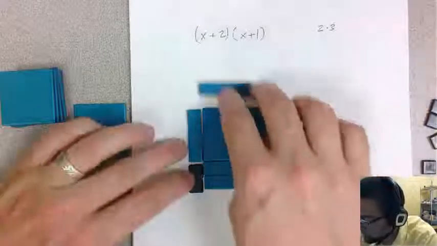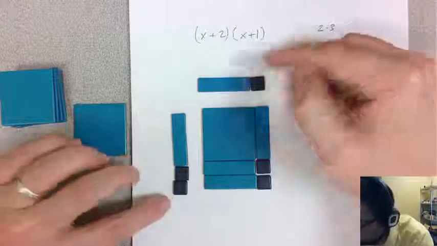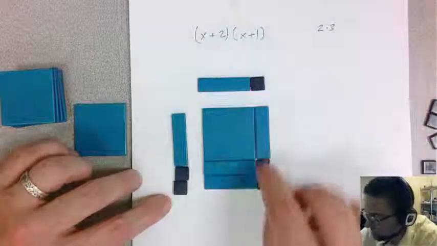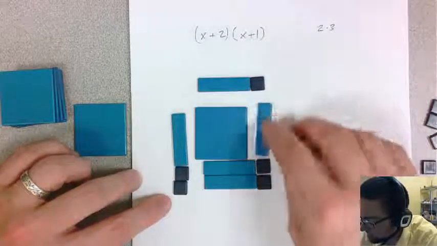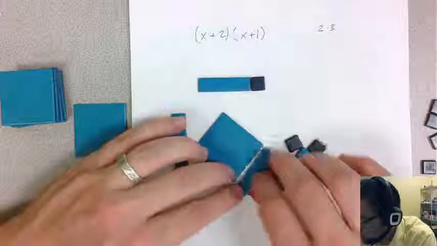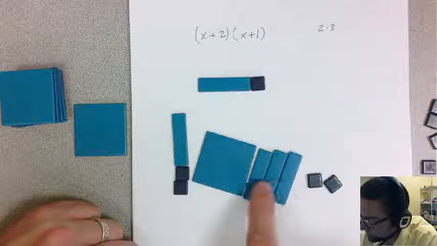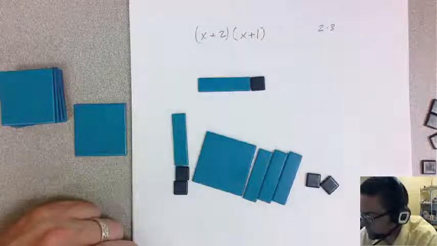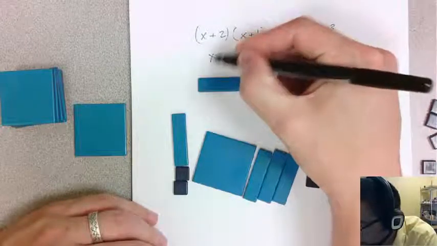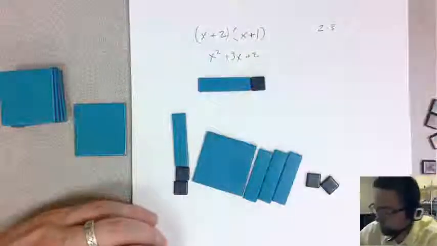So my solution to the expression, the simplification of the expression x plus 1 times x plus 2, would look like this. It would be x squared. And now let me regroup things so that I can explain what that polynomial is. x squared plus 3x's plus 2, right? So that's what the resulting polynomial is. It's x squared plus 3x's plus 2.